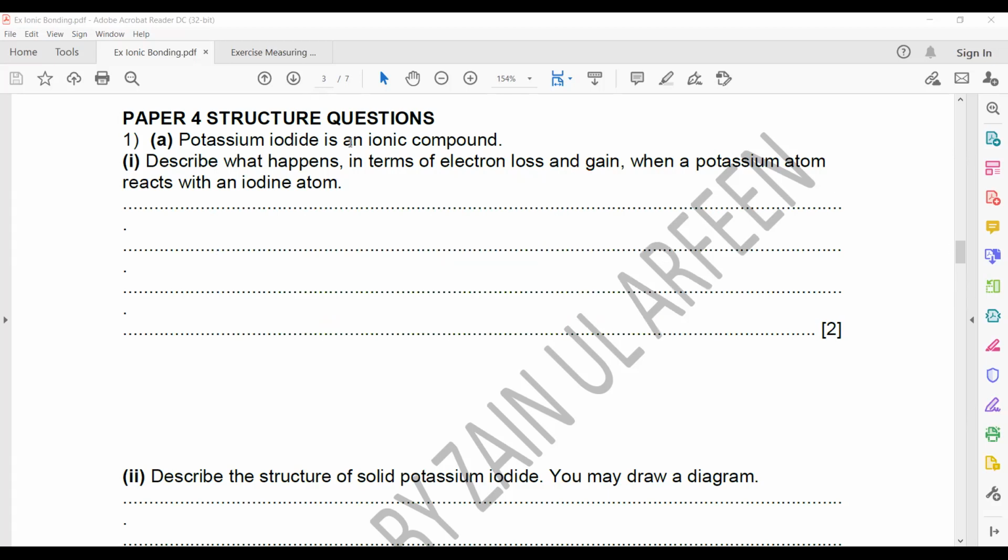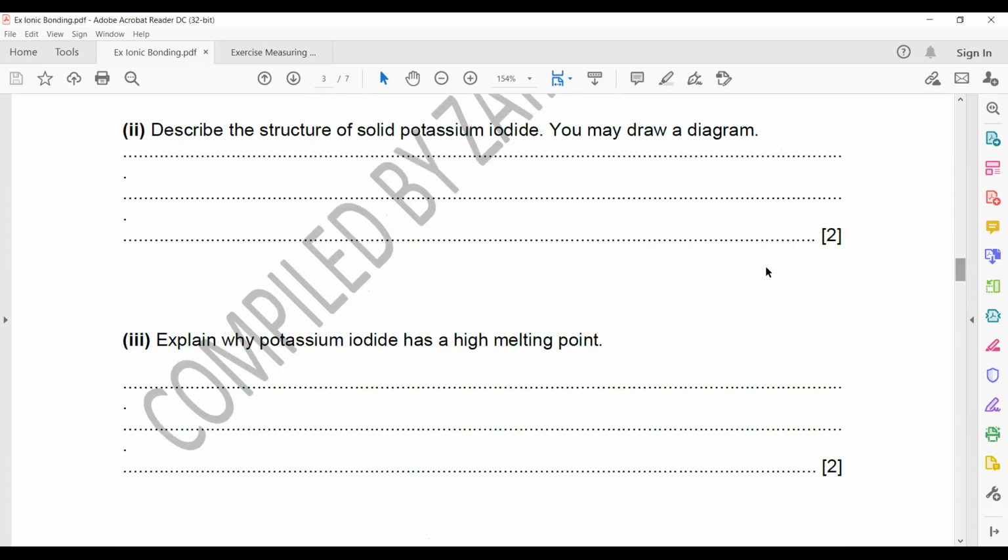Then next question. Describe the structure of solid potassium iodide. Now, if you mention that potassium loses an electron and iodine gains an electron, you will get the mark as well, because that is showing that the electron is lost from potassium and gained by the iodine. And the second mark is for mentioning that one electron is being transferred. Describe the structure of solid potassium iodide.